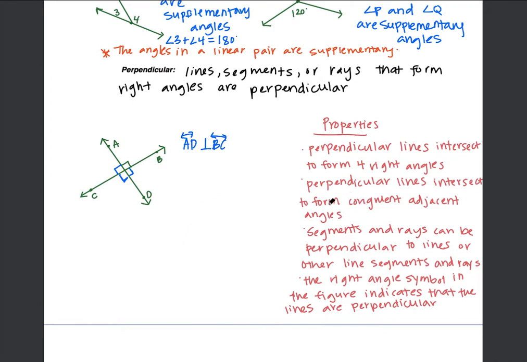So remember, perpendicular lines intersect to form congruent adjacent angles. If we think of this angle right here and this angle right here, they are congruent and they are also adjacent.